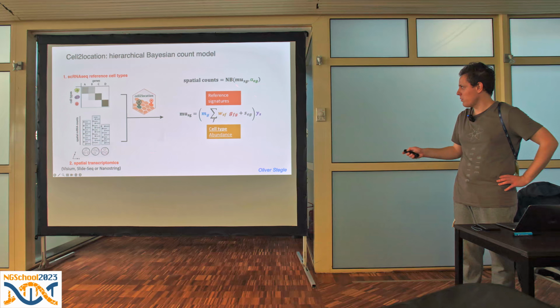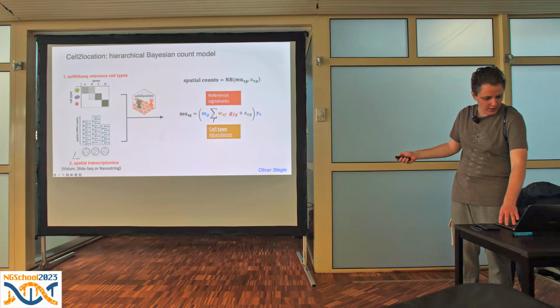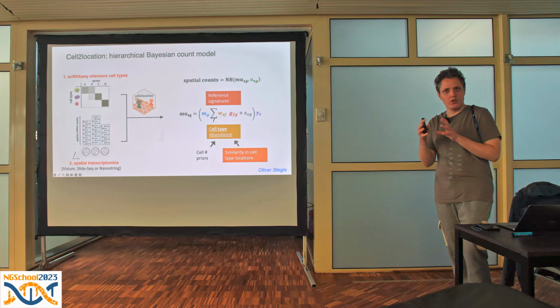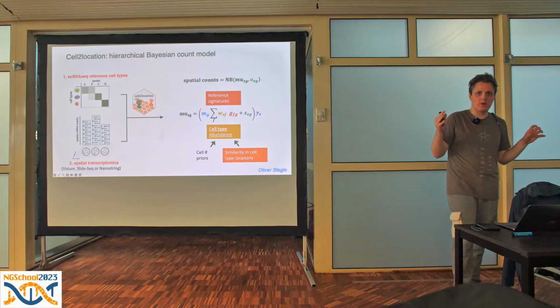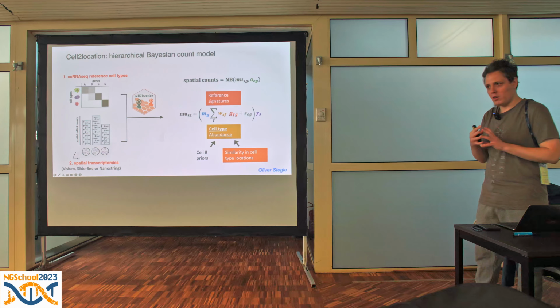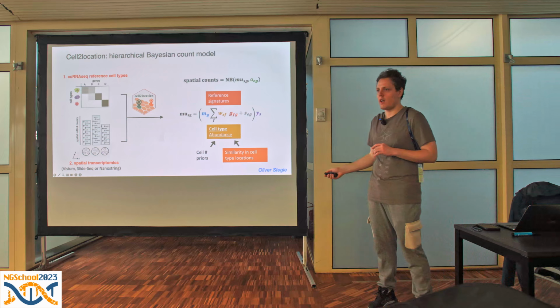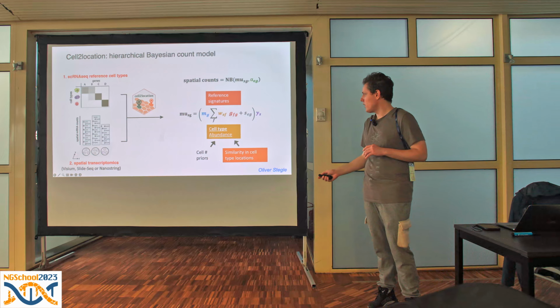And the way we do this is by formulating a generative count model of the observed spatial counts. And we factorize expected spatial count into abundance of cell types by using reference signatures from the single cell atlas. However, to do that successfully, we need to account for one biological property of the tissues. The cell types are not randomly distributed and they collocate with each other. And we need to give the model an option to learn which cell types tend to collocate, to do that robustly.